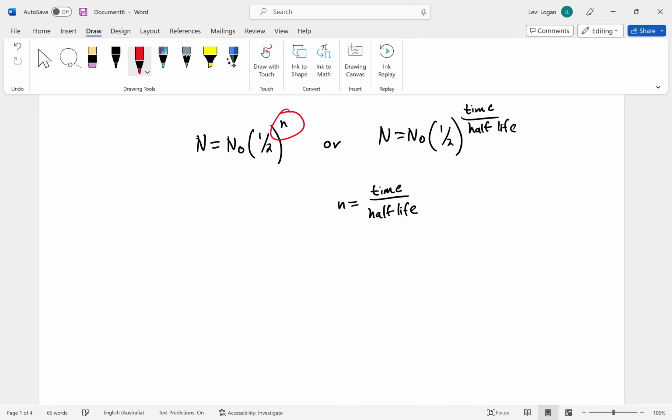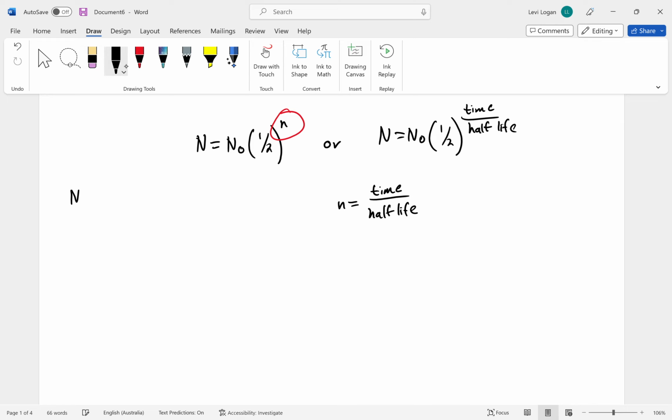If you have this in your formula book or textbook, I would encourage you to rather use this one instead, because this one makes a lot more sense. Okay? So instead of using the n, just replace the n with time divided by half-life. Don't even use any symbols, just write time divided by half-life, and it'll make all these problems a whole lot easier. Now, what does the rest of the stuff mean?